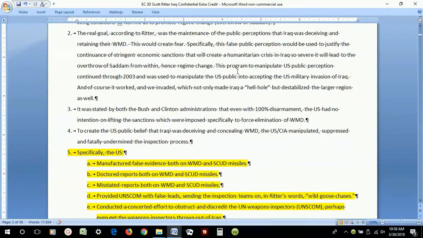This program to manipulate U.S. public perception continued through 2003 and was used to manipulate the U.S. public into accepting the U.S. military invasion of Iraq. And of course, it worked, and we invaded, which not only made Iraq a hellhole, but destabilized the larger region as well. So it complicated the problem. It made a bigger terrorist threat. It expanded the terrorist threat, made it a worldwide jihadist movement.